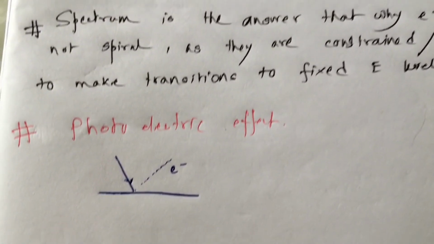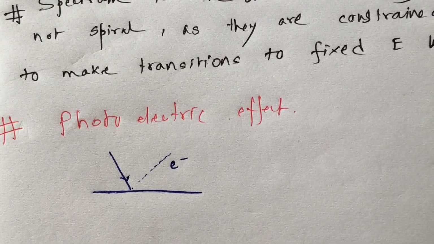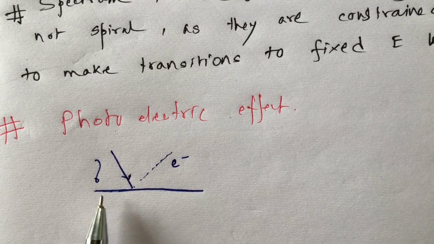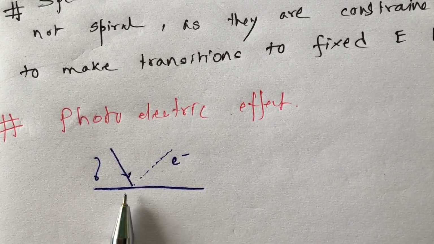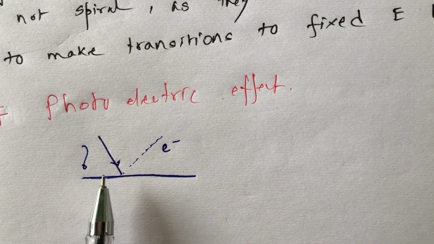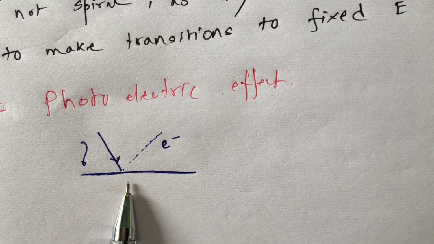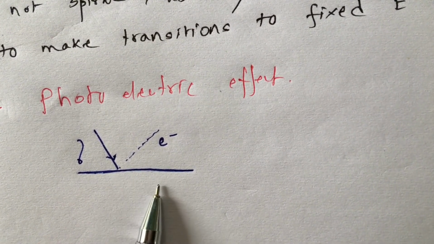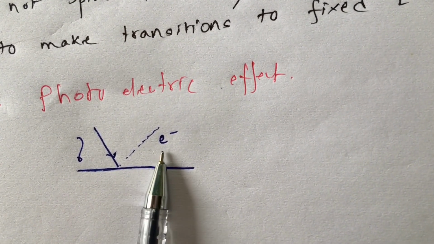This also explains the photoelectric effect, which tells us that when a photon hits a metal, some amount of the energy of this photon will be used up in the work function of this metal, and then the remaining energy will be given to the electron.